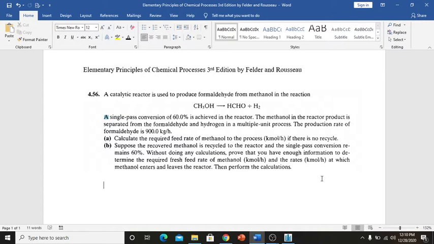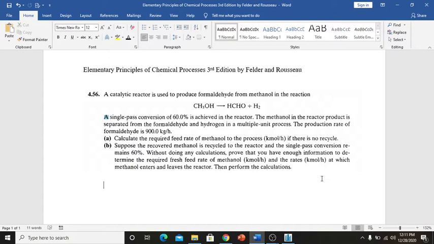The reaction is methanol yields formaldehyde plus hydrogen, and as we notice, they just have one stoichiometric coefficient. Then, a single pass conversion of 60% is achieved in the reactor. The methanol in the reactor product is separated from the formaldehyde and hydrogen in a multiple unit process. The production rate of formaldehyde is 900 kilograms per hour, and we are then asked to calculate the required feed rate of methanol to the process, that is in kilomoles per hour, if there is no recycle.